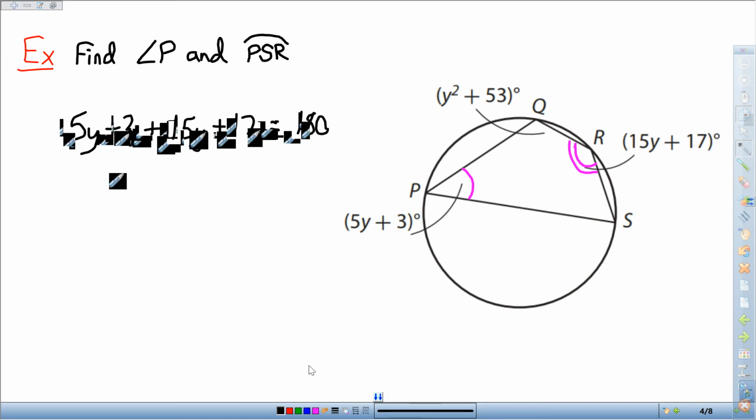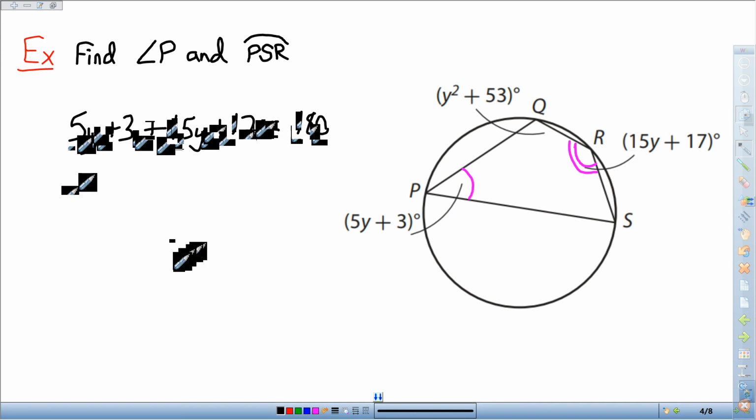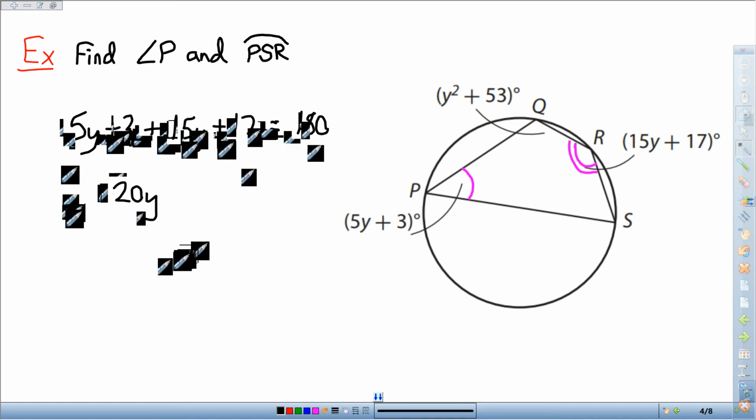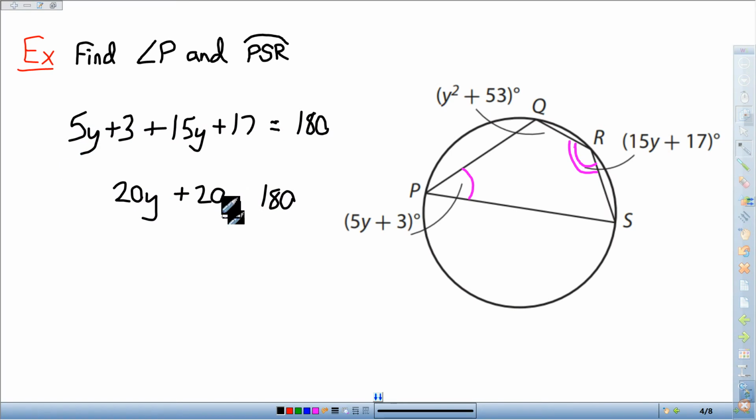From here, we're just solving for y. We've got some like terms. 5y and 15y gives me 20y. 3 and 17 gives me 20. So 20y plus 20 equals 180. I'm going to do this in my calculator real quick. I'm taking 180, subtracting 20, so that gives me 20y equals 160. Then dividing by 20, y equals 8.